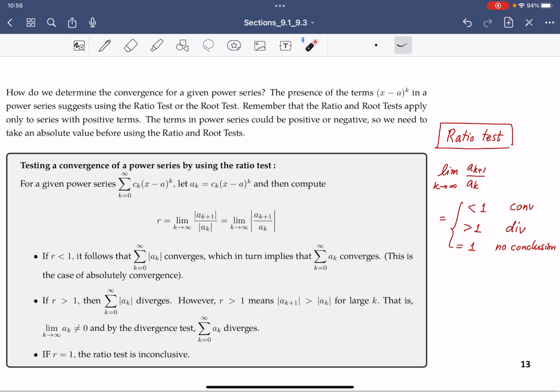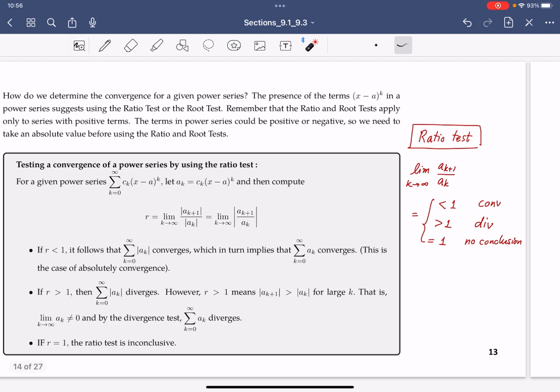It's going to get better when you see an example, but keep in mind that we're going to use the ratio test, and because the ratio test can be applied to series with positive terms, we're going to put the absolute value here to make sure that everything is positive. Okay, so let's try to do an example.